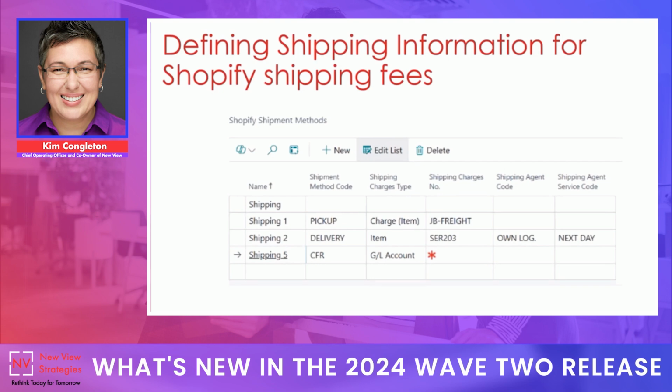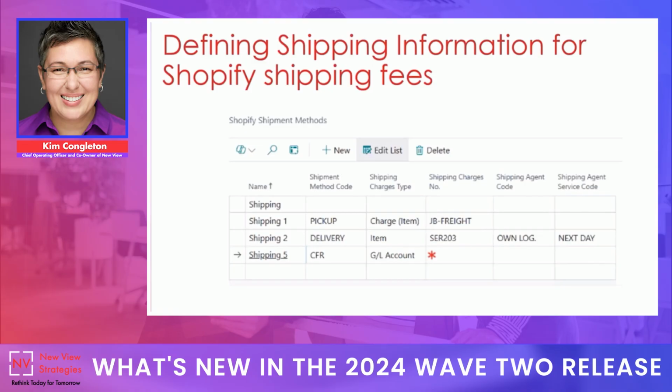It's added the shipping charges type and the shipping charges number field in Shopify shipment method. So those are going to allow you to map that shipping information that comes in from Shopify to your sales documents. So it gets you a little bit closer to being able to really list out your fees and charge those separately, record those, and be able to report on those.